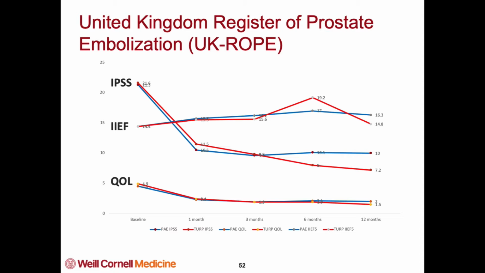TURP. The improvement in TURP was 15 points, whereas the improvement with PAE was 10 points. I think this is more realistic of what you would see as PAE is implemented, because in the UK, NICE says that PAE is an option.